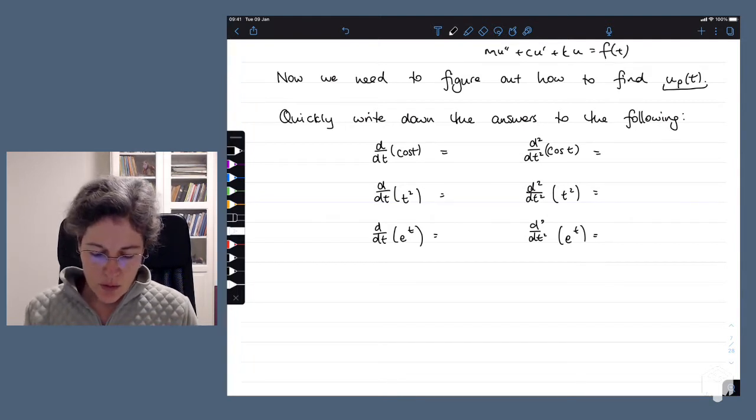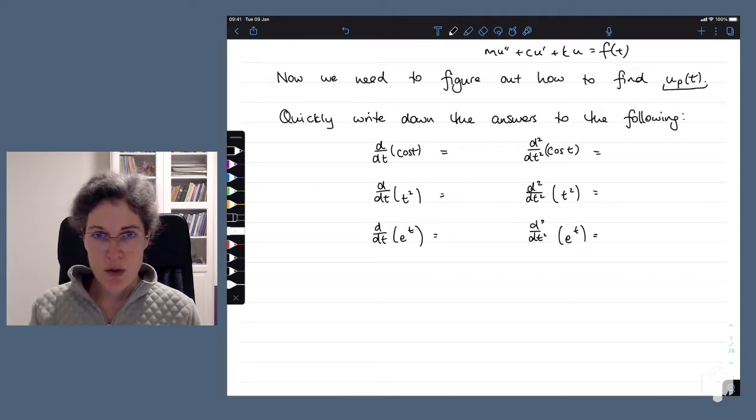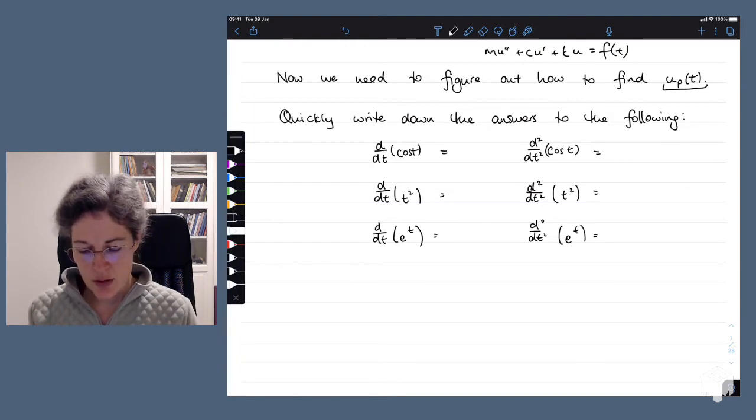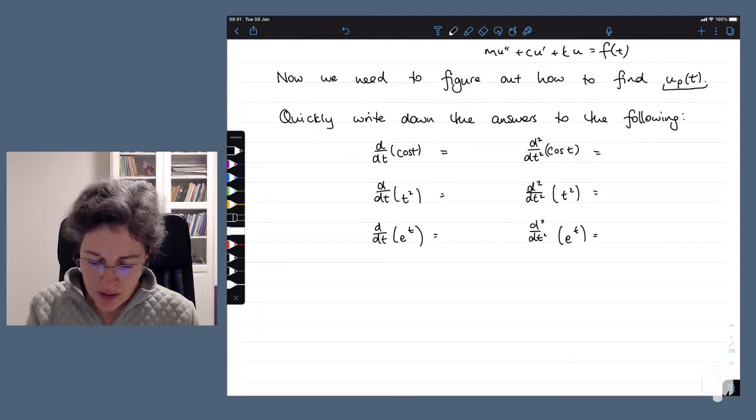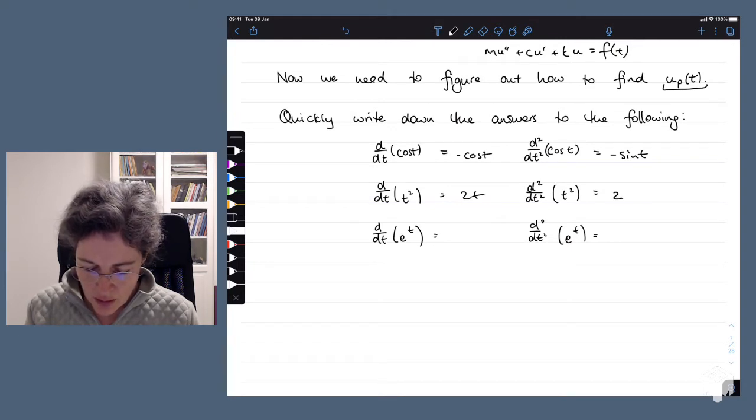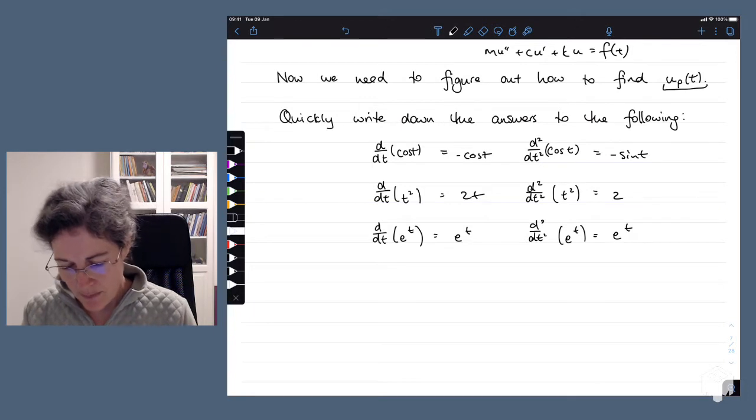So the quick thing is to think about what we know about derivatives. So for example, if we take a moment and quickly write down the answers to these. You should be able to do this very quickly. See if you can do it before I'm done. So we've got minus cos of t, and that will be minus sine of t. That's a 2t, that's a 2, that's an e to the t, and that's an e to the t.